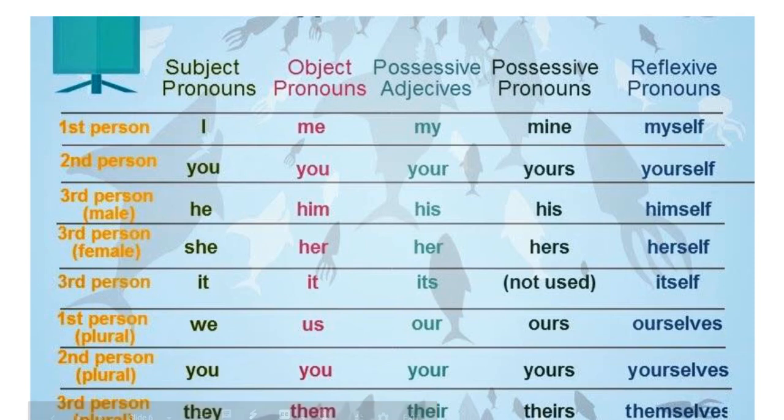Here is another table for you. See, that is first person, second person and third person, male, female. And what are their plural forms? Subject pronouns, object pronouns, possessive adjectives, possessive pronouns, reflexive pronouns. I, me, my, myself. In this data, the adjective spelling is wrong. Please bear with me. The T is missing.